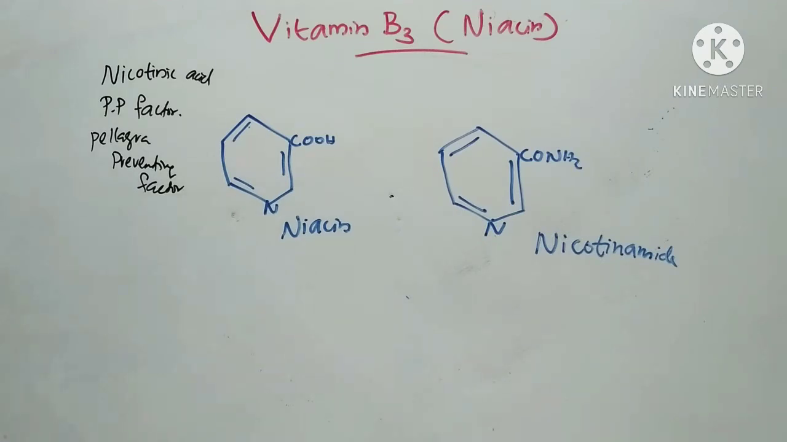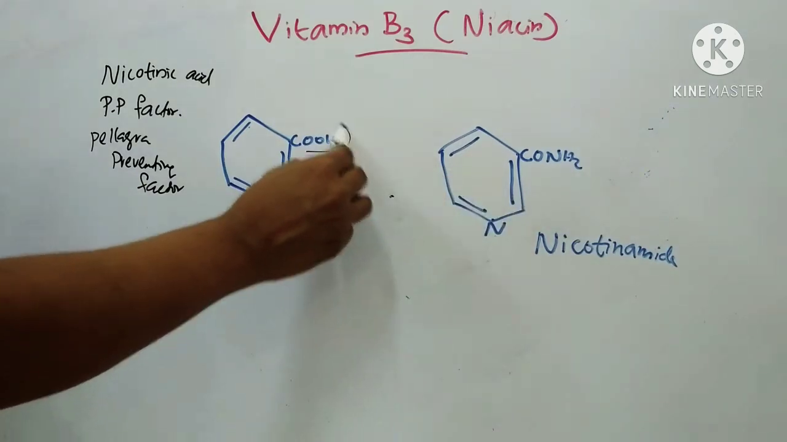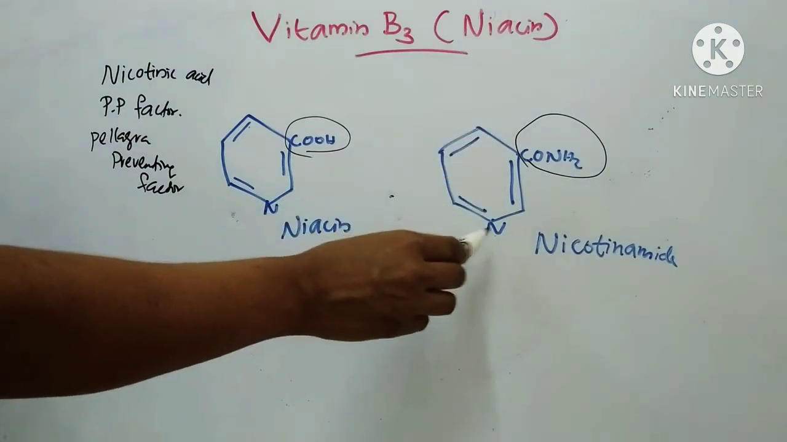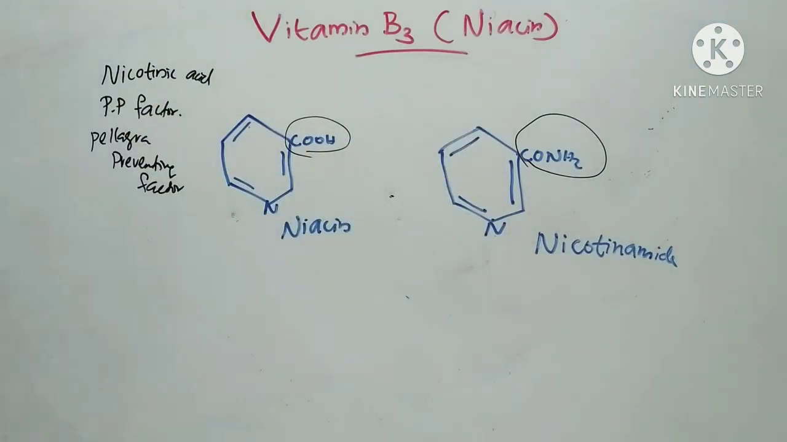In tissues it occurs as the amide form, that is nicotinamide. So the COOH group is replaced by the CONH2 group. So it is called nicotinamide or niacinamide. In the amide form it enters into physiologically active combination. Next we will see the biologically active forms.